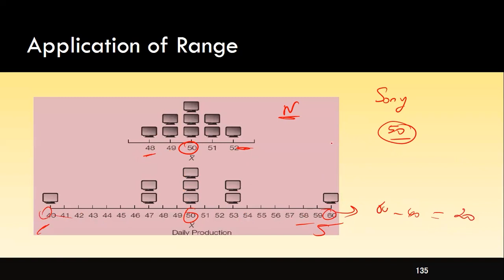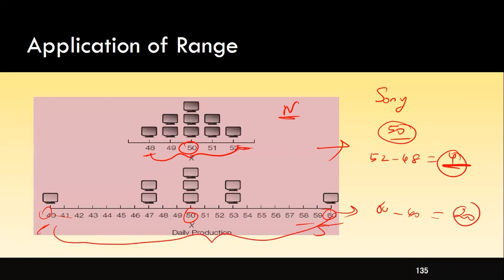And here, what is the output? In this case, the maximum is 52 and the minimum is 48. If you subtract, you have just 4 only. The variation is not much. A higher range tells us higher variation. The spread is too wide, the variability is more here, whereas the variability is less here.